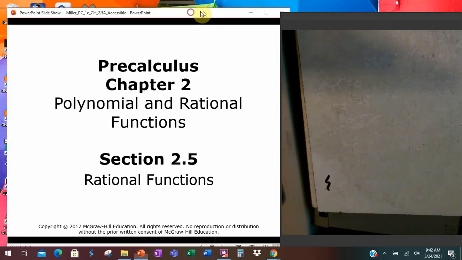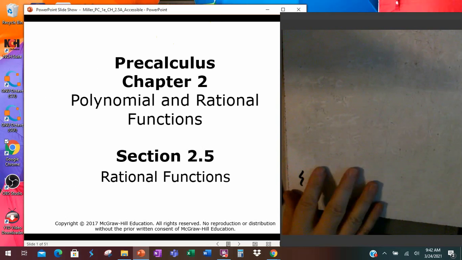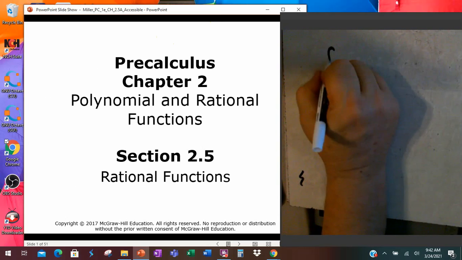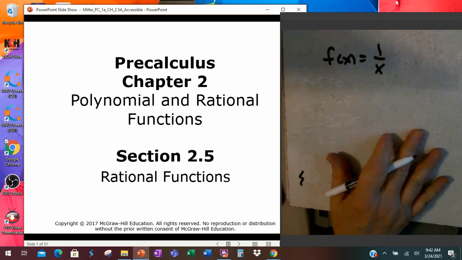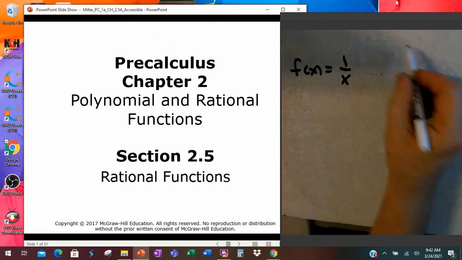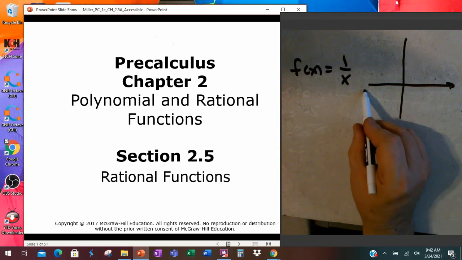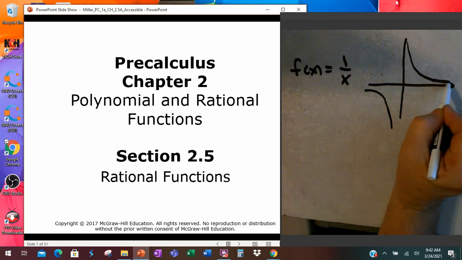Okay, so let's start in section 2.5. We're going to take a look at rational functions. We've talked about the basic rational function that we know right now: if we looked at f of x equals 1 over x. This basic one is our base function, and it looks like it's going down on this side and then going over here.